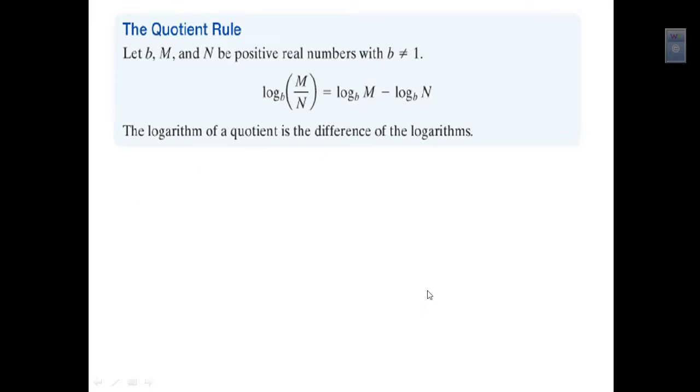Alright, now just like we have the product rule, we also have the quotient rule. So same setup here. Let b, m, and n be positive real numbers with b not equaling 1. The log base b of m divided by n is equal to the log base b of m minus the log base b of n. So where we're dividing here, same thing. Remember, we're finding the log base b of m. We're finding what power b would have to be raised to get m. Same thing, log base b of n. And when we divide those, what do we do with our powers? We subtract them. So the logarithm of a quotient is the difference of the logarithms.